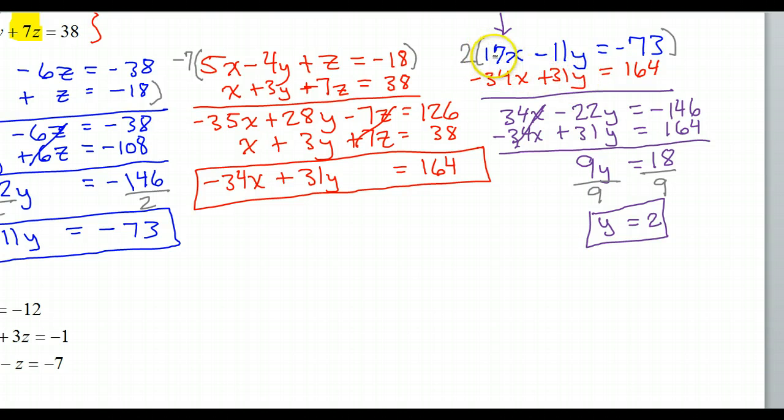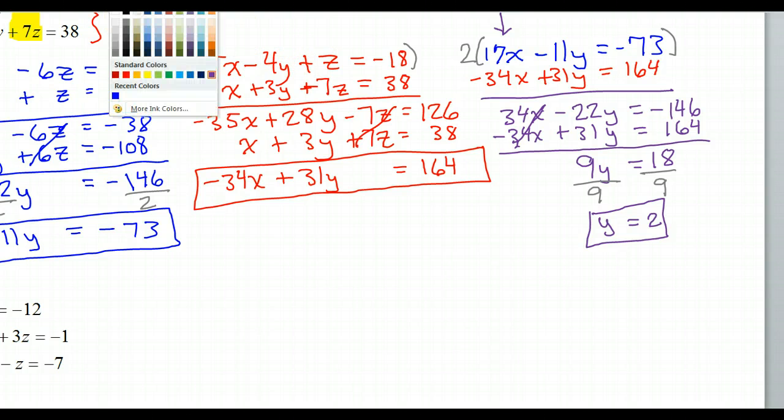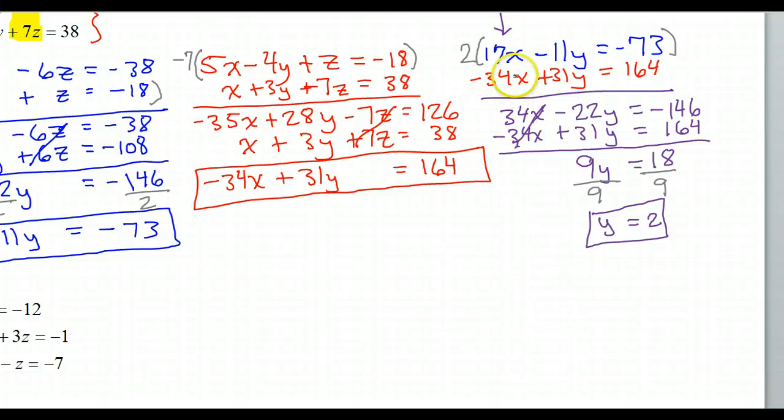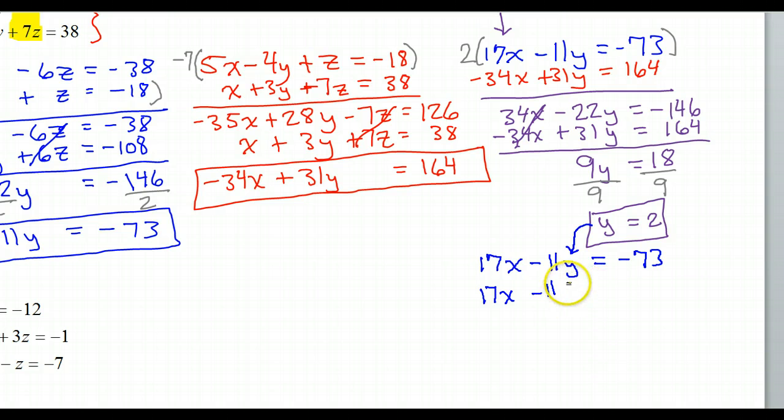I could either put it into the blue equation or the red equation. I'm going to do the blue equation. So I'm just recopying the blue equation. The blue equation was 17x minus 11y is equal to negative 73. So if I put this value of 2 in, it becomes 17x minus 11 times 2 is equal to negative 73. So that's 17x minus 22 is equal to negative 73.